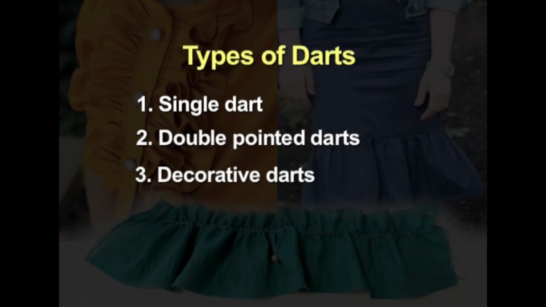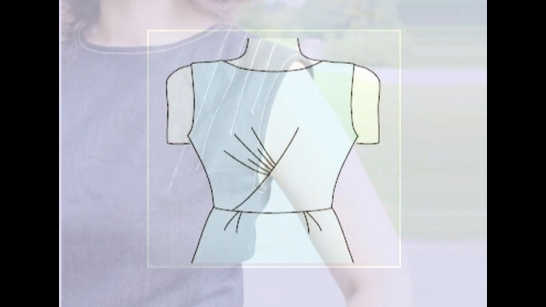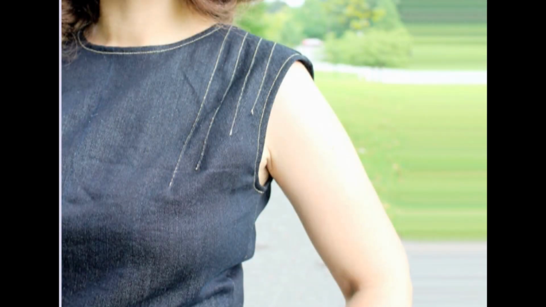Coming to the decorative darts, a dart may sometimes be stitched only part way, and the unstitched part then looks somewhat like a tuck. Such darts are called dart tucks. Any dart placed in an unusual manner or stitched on the right side of the garment can be said to be decorative. Usually these darts are very small.